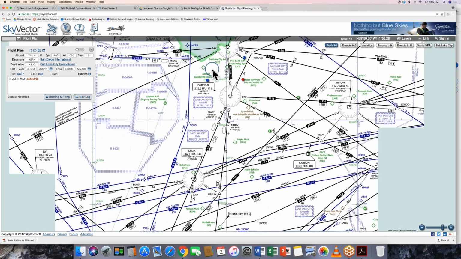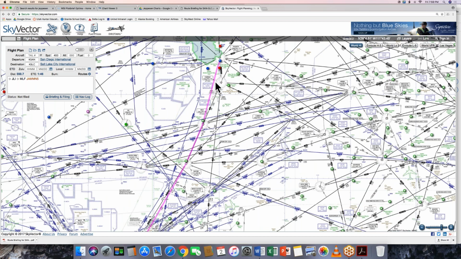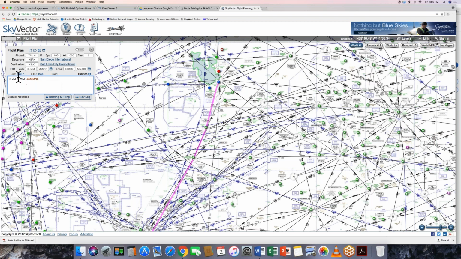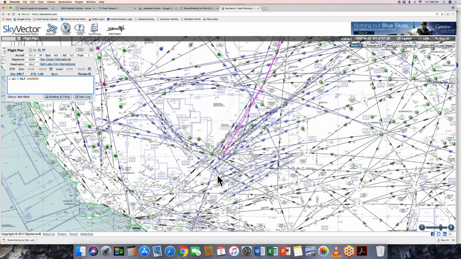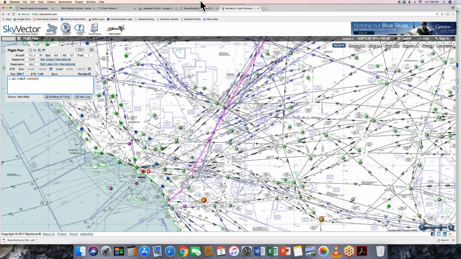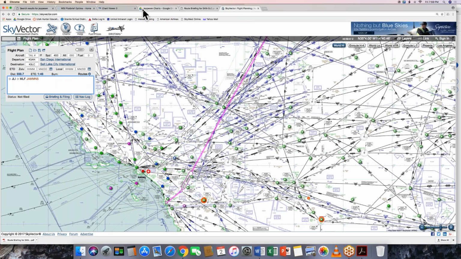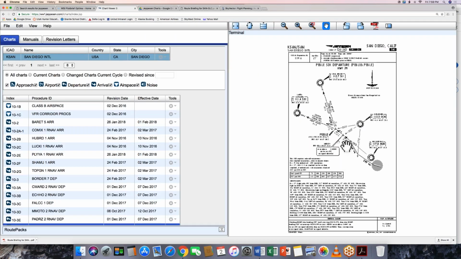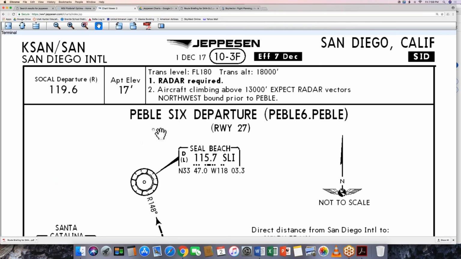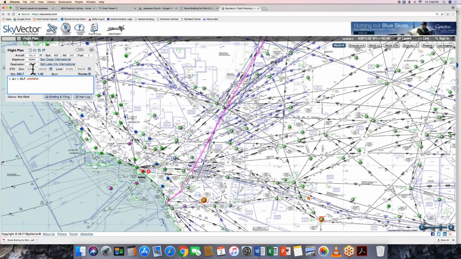Okay, so we just plugged in our star, and it automatically will plot our star, our arrival into Salt Lake. Okay. So now we've just kind of got to connect the dots. So let's plug in this one as well. So we were using the. Let's see where Seal Beach puts us really quick. Oops. Seal Beach is SLI.